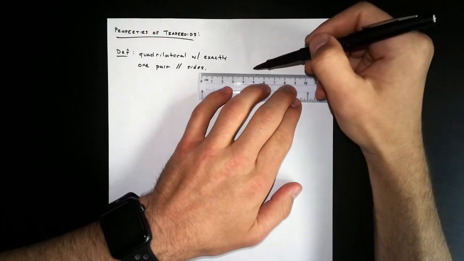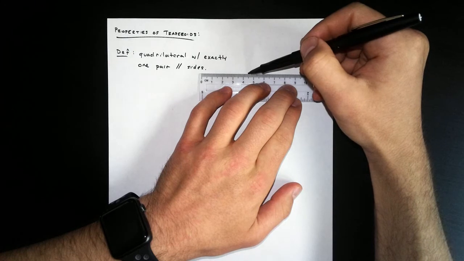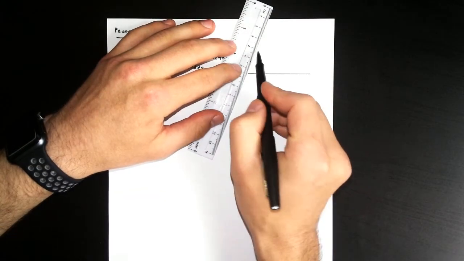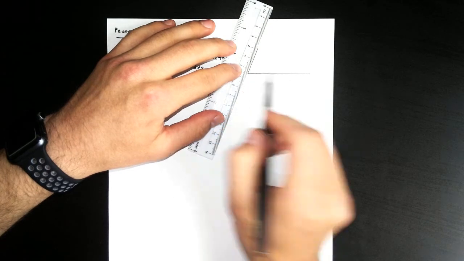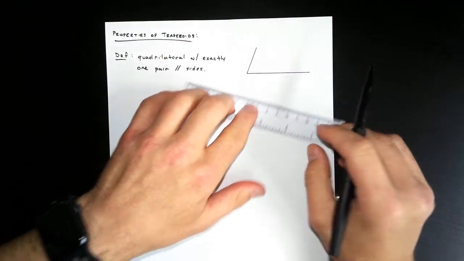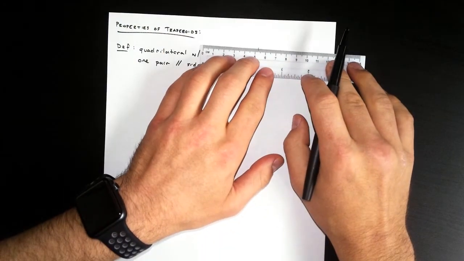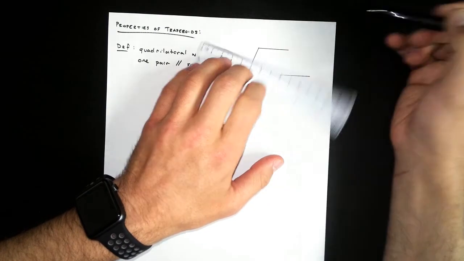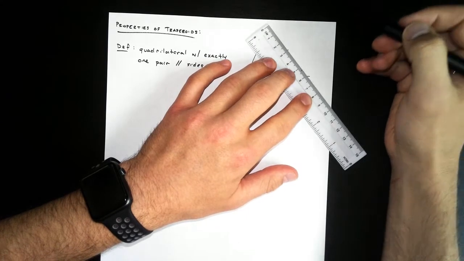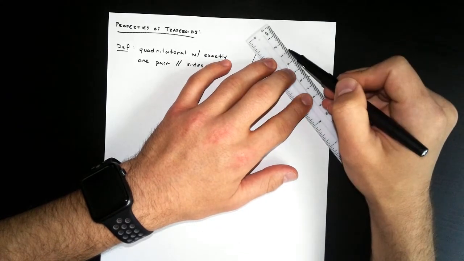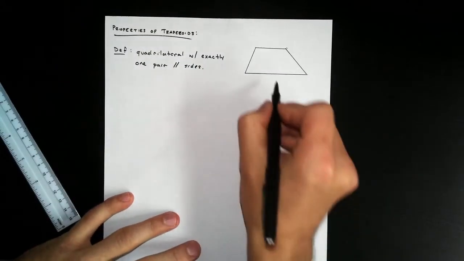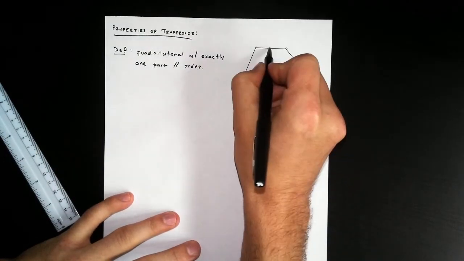So now we're looking at something. We just draw a little diagram to go with this. So maybe the top and the bottom of this trapezoid are parallel to each other, and then our other pair of sides are strictly not parallel. So something like this. So then we have one pair of parallel sides.